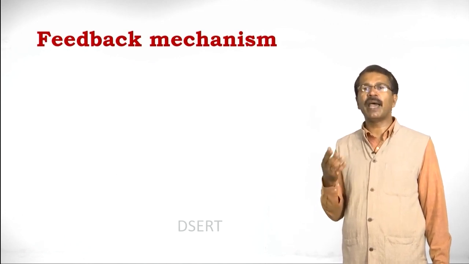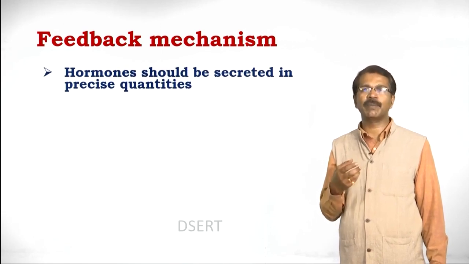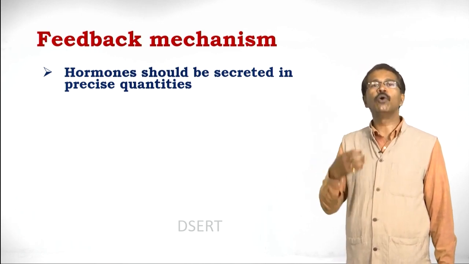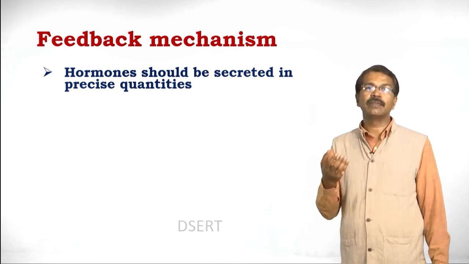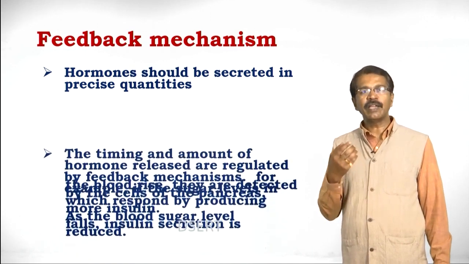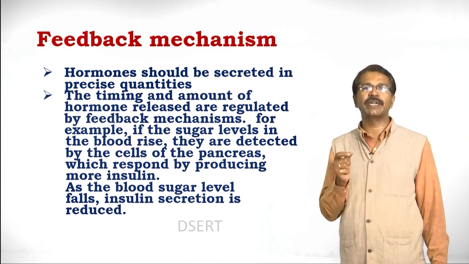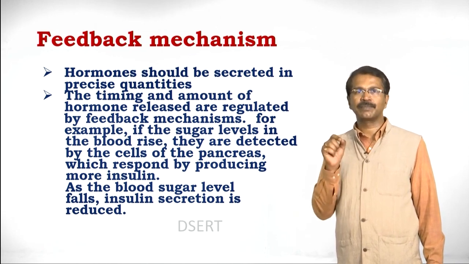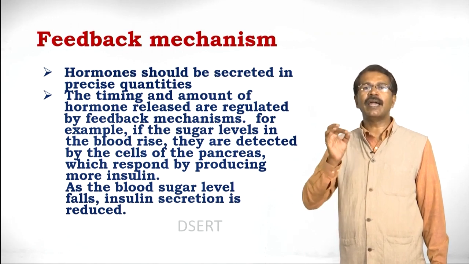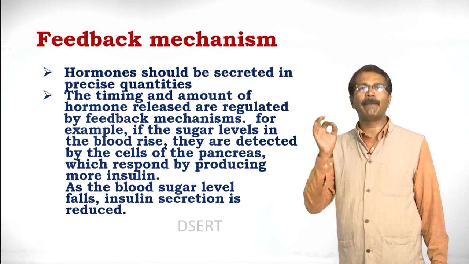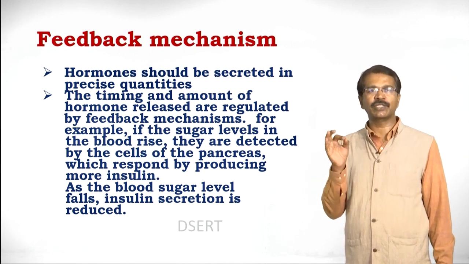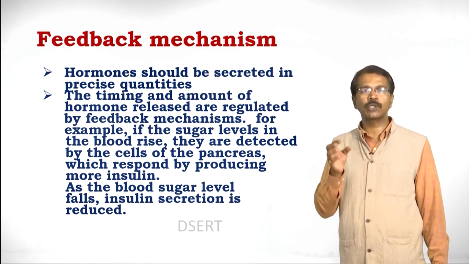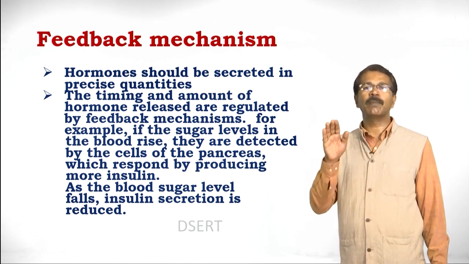Now come to the feedback mechanism. What is this feedback mechanism? How do hormones or glands come to know that it is the right time to produce hormones? Who will stimulate that? That is stimulated by the conditions in the body. Take for example, all the hormones are secreted in precise quantities. The timing is also very specific. When you consider the blood glucose level, when it increases, that message is transferred to the pancreatic cells. Now the pancreatic cells get stimulated and start secreting insulin hormone in a large quantity that depends on the glucose level in the blood.